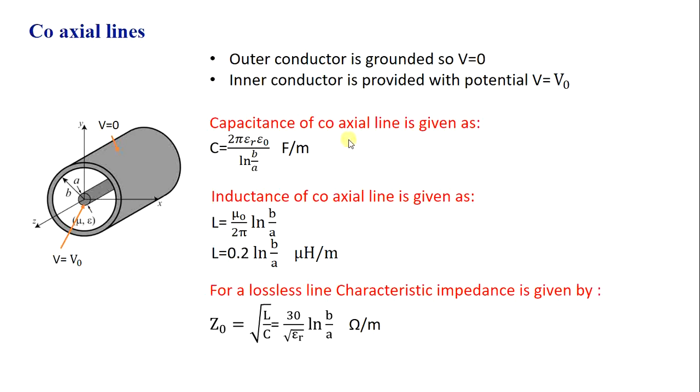Inductance of the coaxial line is given as mu naught upon 2 pi times ln B by A, which is equal to 0.2 ln B by A. And for a lossless line, the characteristic impedance is given as Z naught, which is equal to the square root of L upon C. So if you put these values, you get 60 upon square root of epsilon r times ln B by A ohm. So this is the impedance of a lossless line.